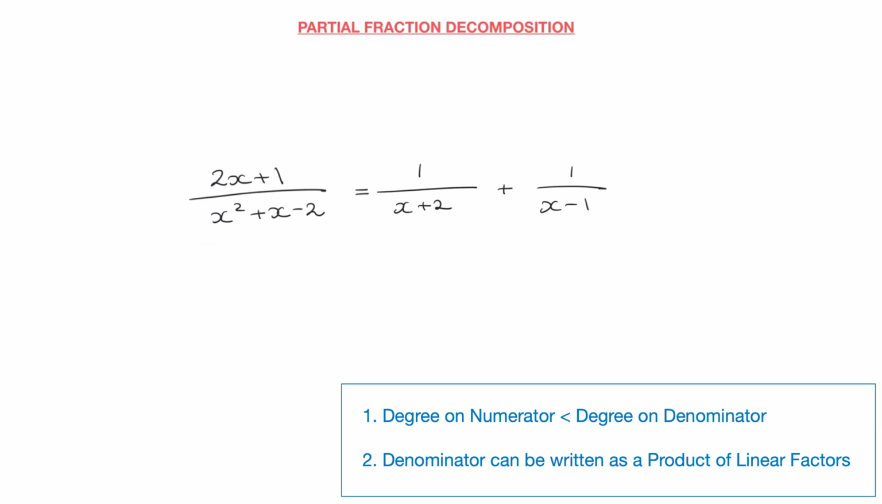And so for the example we see on the screen here, the quadratic that we see here, x squared plus x minus 2, well, that can be rewritten in factored form as x plus 2 times x minus 1. And these 2 linear factors are exactly what we see on the denominators of the 2 fractions we see here. So that second condition is clearly quite important.